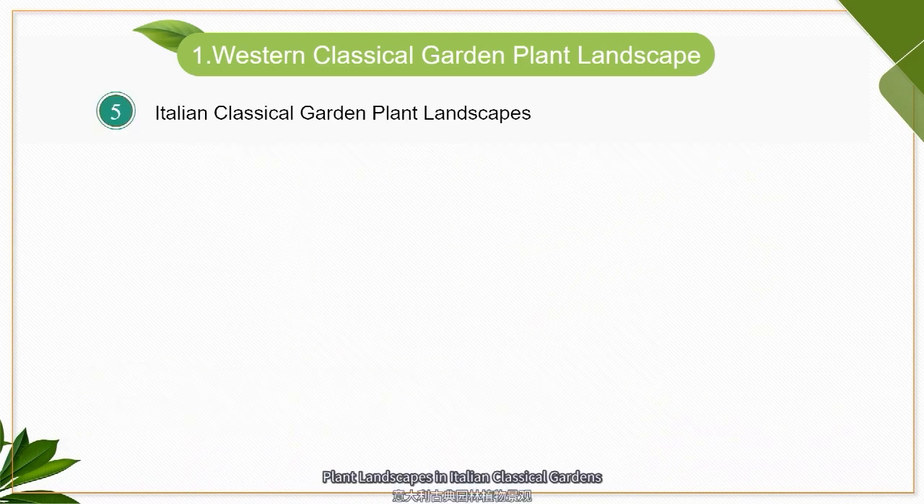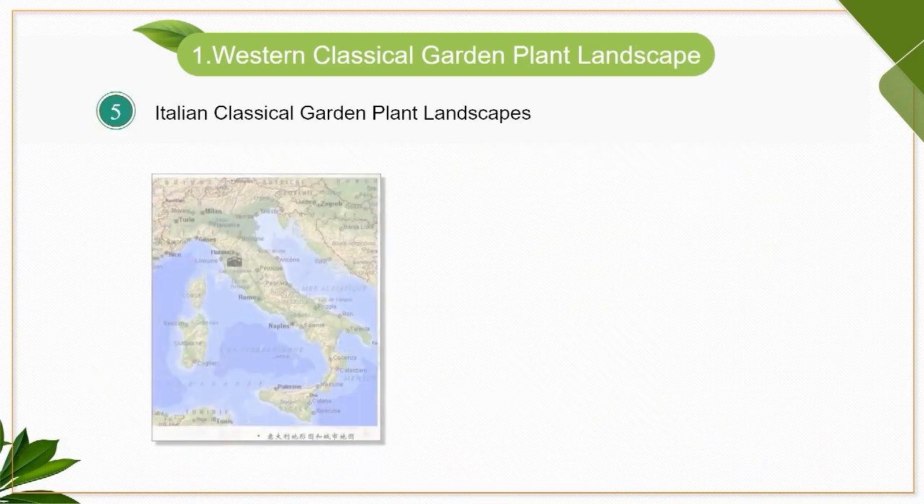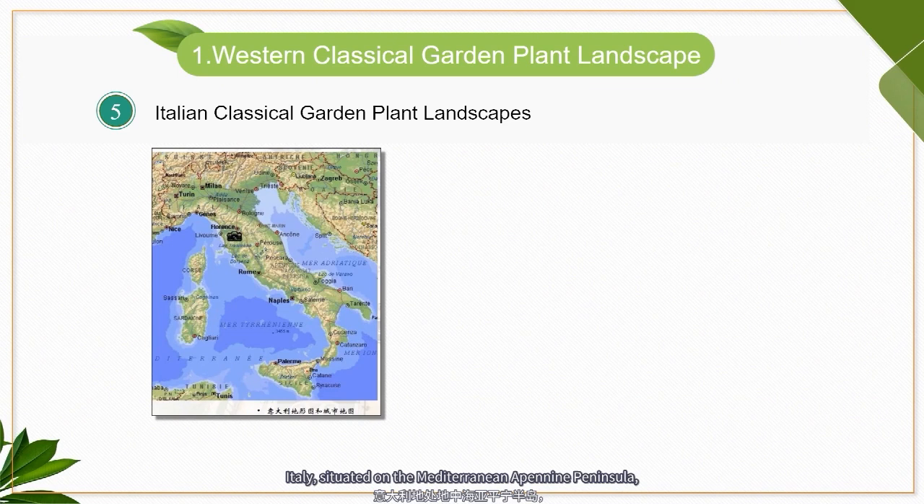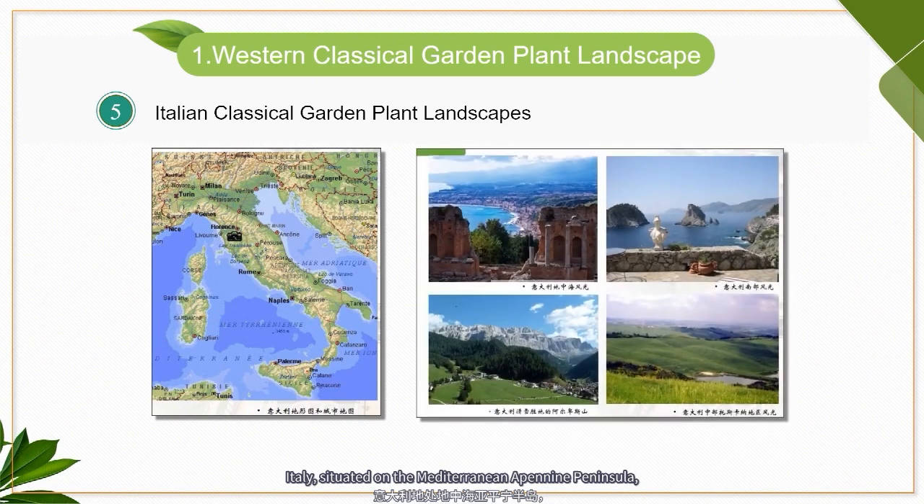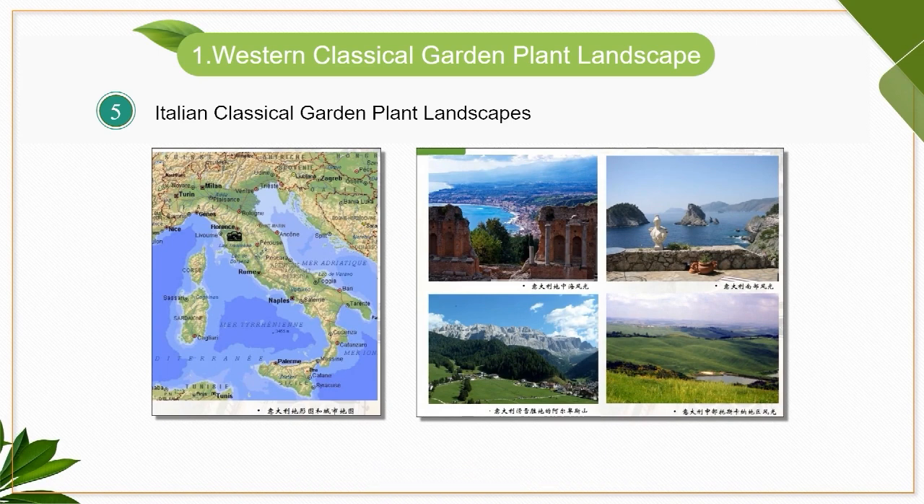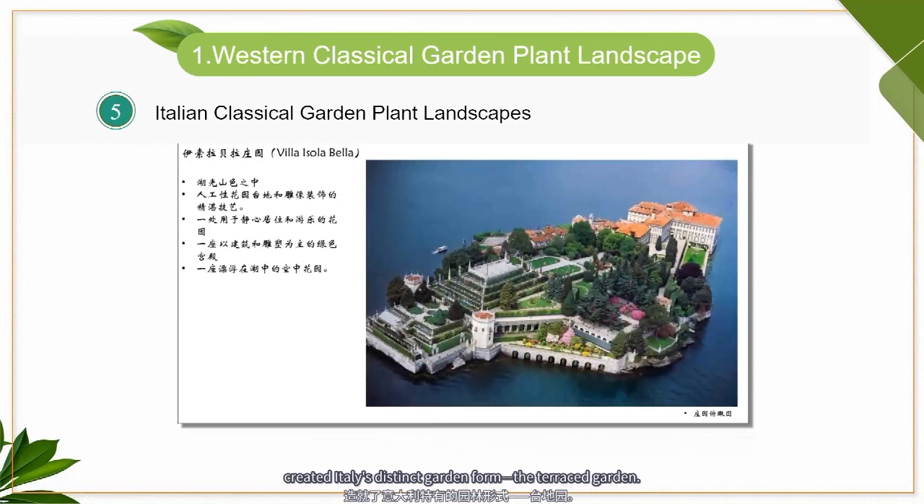Plant landscapes in Italian classical gardens. Italy, situated on the Mediterranean Apennine Peninsula, is surrounded by the sea on the east, south, and west, with the Alps to the north. Unique geographical conditions and climate create Italy's distinct garden form, the terraced garden.